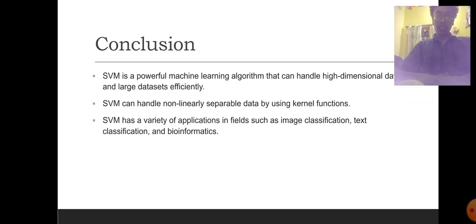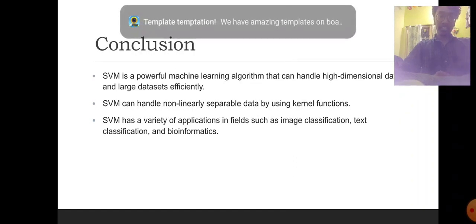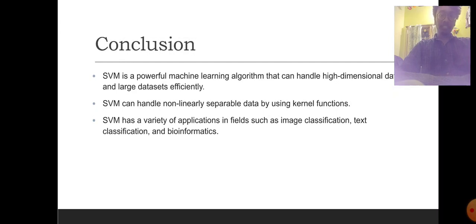Conclusion. Support vector machine is a powerful machine learning algorithm that can handle high dimensional data and large data sets efficiently. Support vector machine can handle non-linearly separable data by using kernel functions. Support vector machine has a variety of applications in fields such as image classification, text classification, and bioinformatics. This is the conclusion about support vector machine.